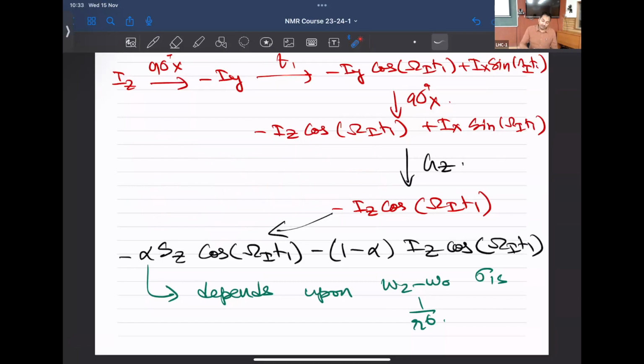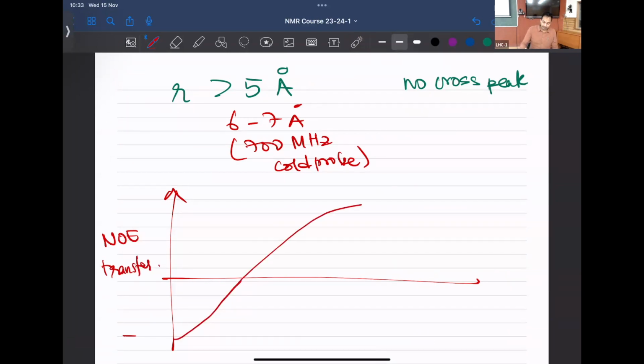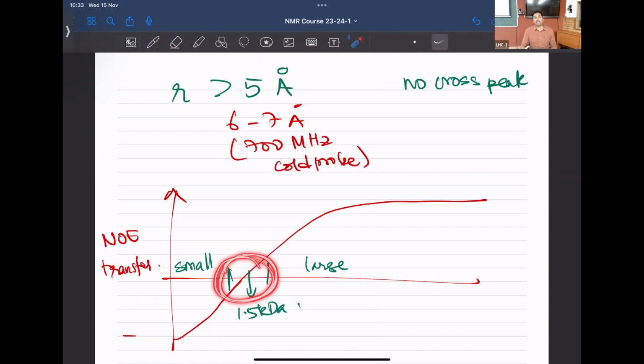Basically, what happens is that you have a transition like this. Let's call it NOE transfer. NOE transfer starts negative and goes to zero and saturates. So there is a region. These are small molecules, these are large molecules, and this is somewhere at 1.5 kilodalton. That is a region where even if you have two protons that are close, you will not see a NOESY cross peak. That's due to other reasons.